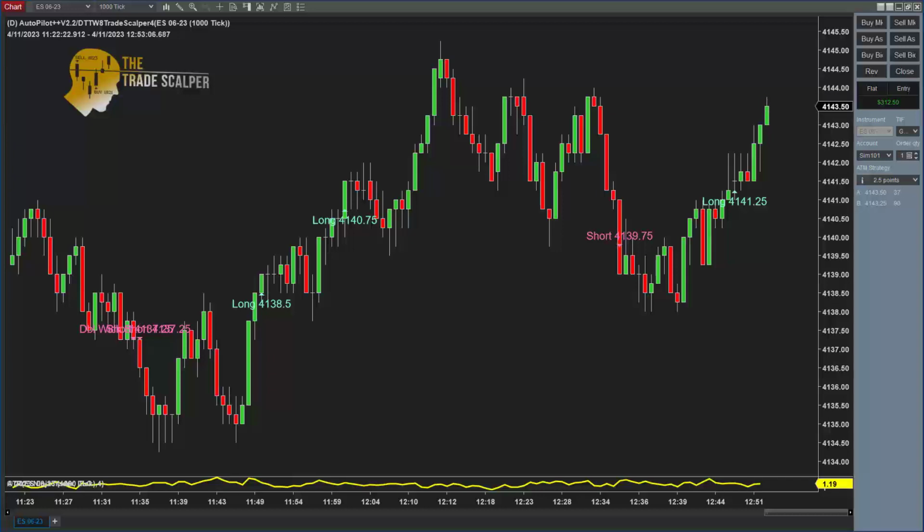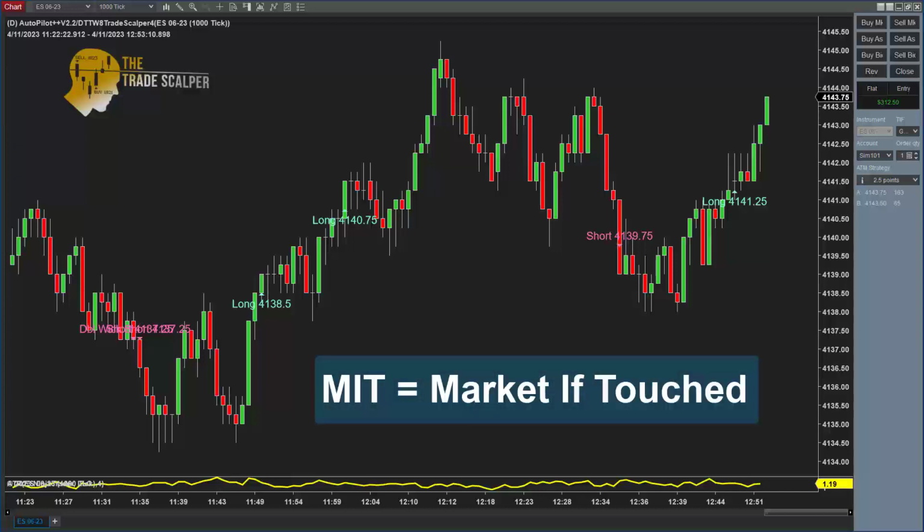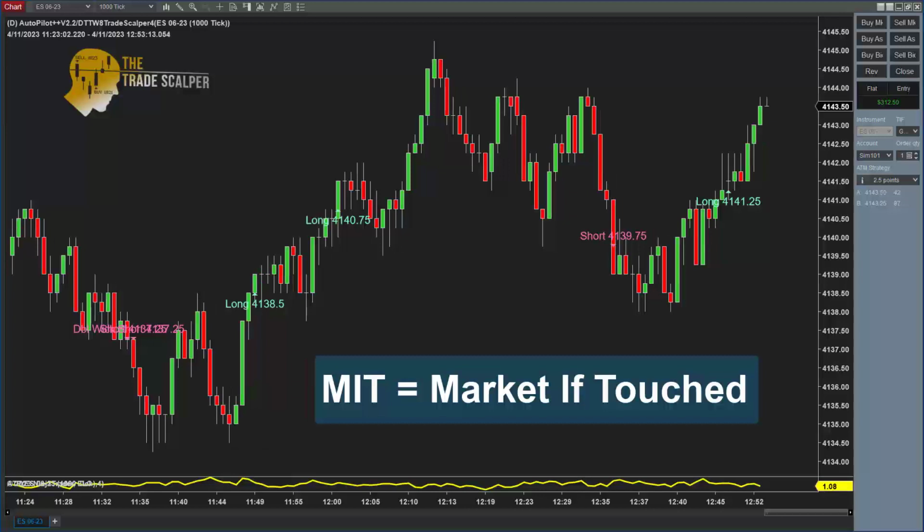The only other way that you could mitigate that would be using an MIT, or a market if touched. The market if touched order says when that price is touched, convert it into a market order. You have that option in NinjaTrader and some other trading platforms as well. They offer MIT, which is a reference to a market if touched order. In this example, I'm using a limit order.